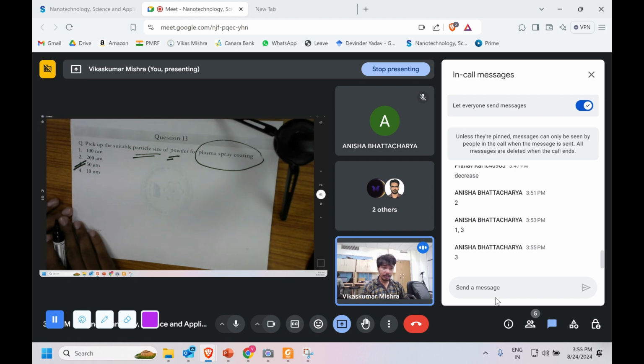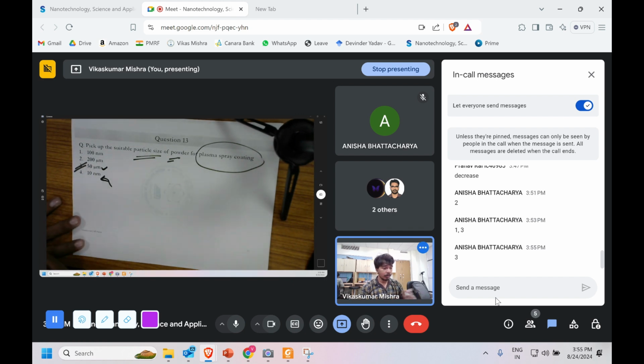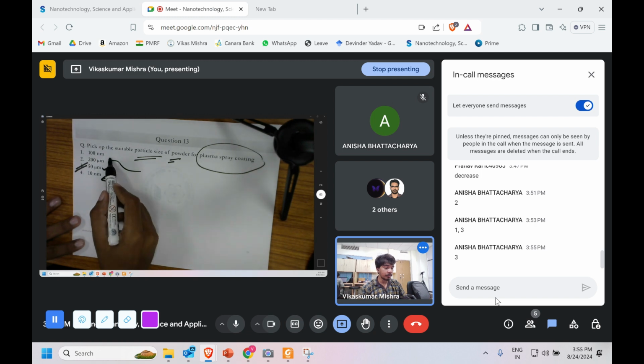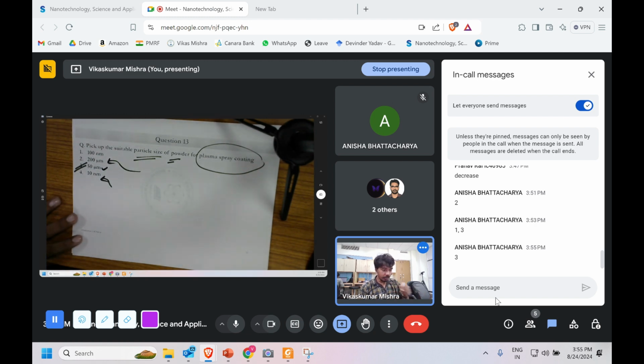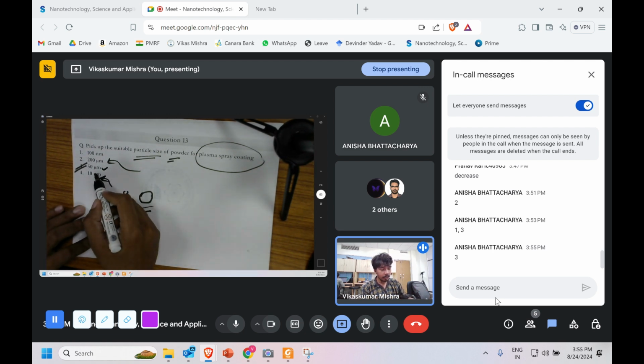Yeah, it's the correct answer. Now let's think about why only this particular one. Why not 10 nanometer? Why not 200 micrometer? See, if I go for a very fine particle size, what will happen is that once the powder comes in contact with the temperature, it will start agglomerating. They will cause the problem of clogging. So the smaller sizes are not preferred.